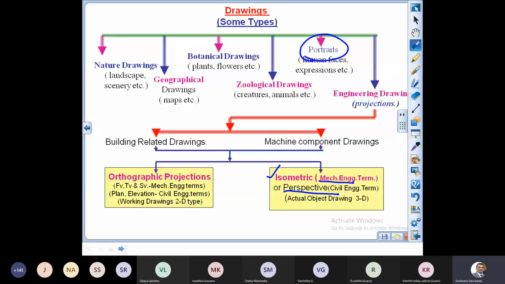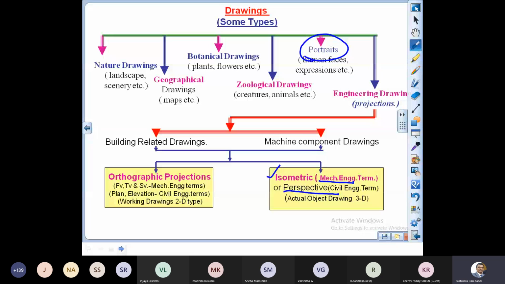Actually, perspective projection is the exact view of how we can see things. That is used by the civil engineers. But coming to the isometric, we consider all the sides equal and all the visibility equal in length, whatever the length may be. We'll consider that in the isometric way.